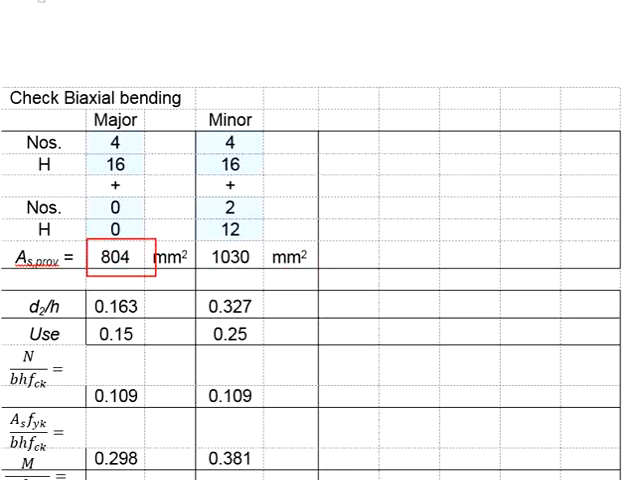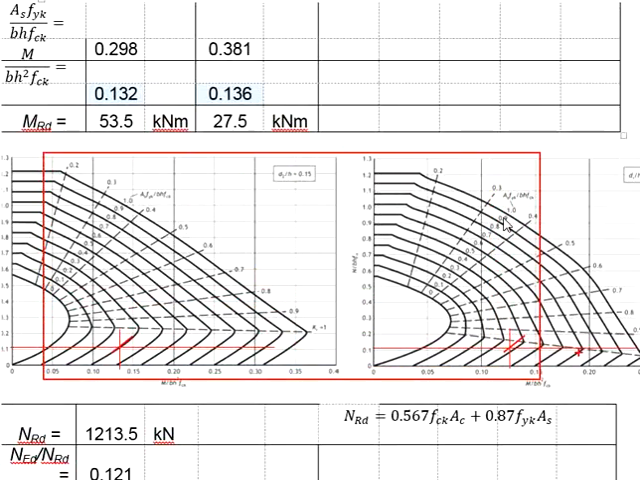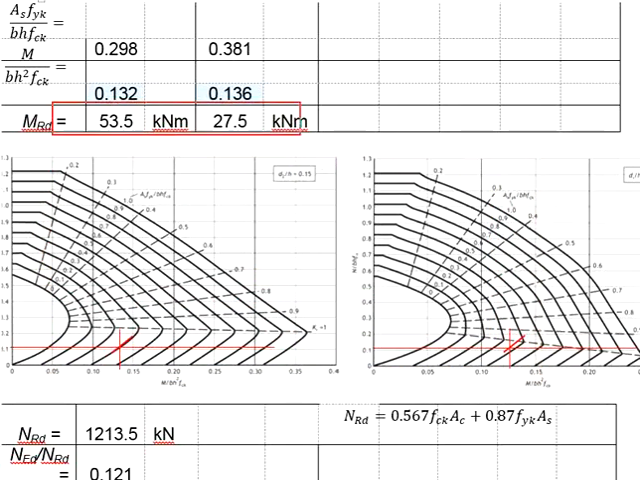Substitute this 804 into the equation here. Multiply 500 divided by 150, 300 and FCK 30. You get 0.298. You will do the same again for the minor axis and it ends up to be 0.381. Now your next step will be referring to the chart in order to get your MRD.